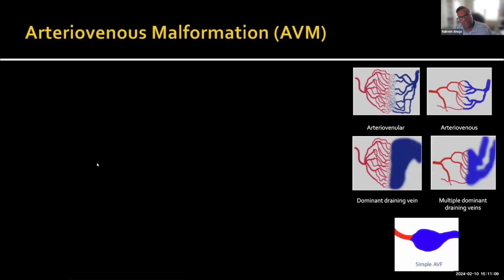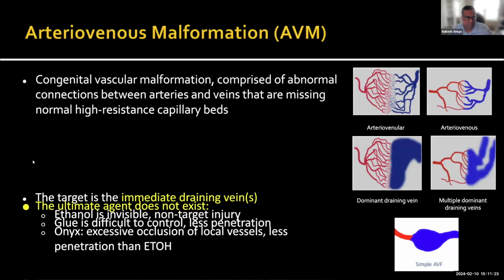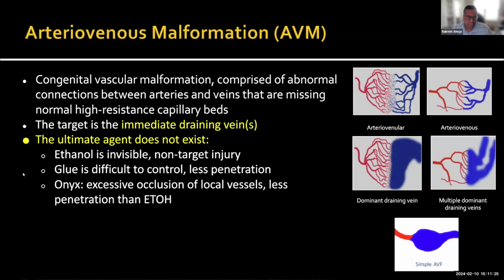There are simpler ways to classify them: the Yates classification, the Suzuki classification. There are multiple classifications, but Yates is the most common one. There's arteriovenular, arteriovenous, dominant draining vein, multiple dominant draining veins, and simple AVF. The target is the immediate draining vein. You close off the outflow, and the majority of the time it's well taken care of.